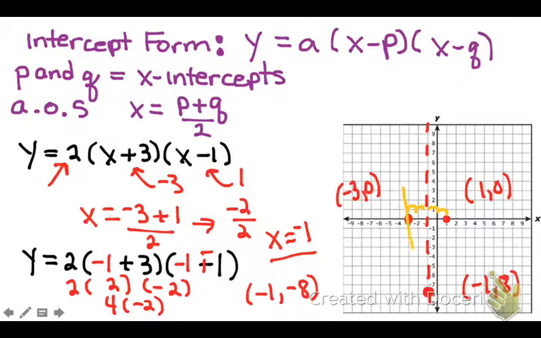connect our points. You can change these forms, the vertex or the intercept form, to standard form, the one we did in lesson 4.1, by using multiplication, foiling it, and simplifying.